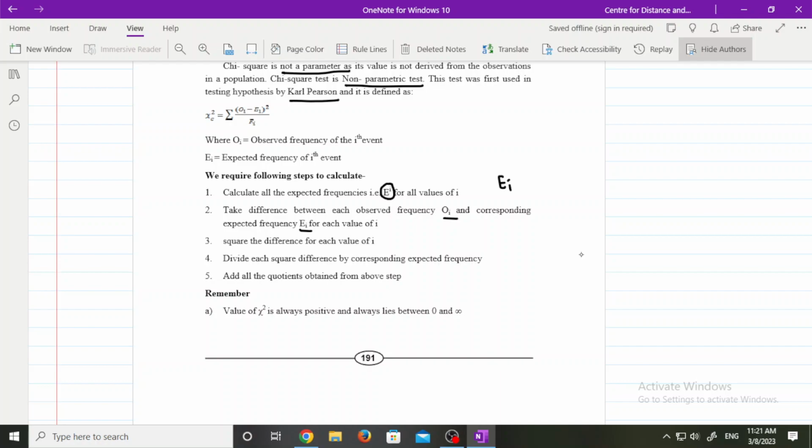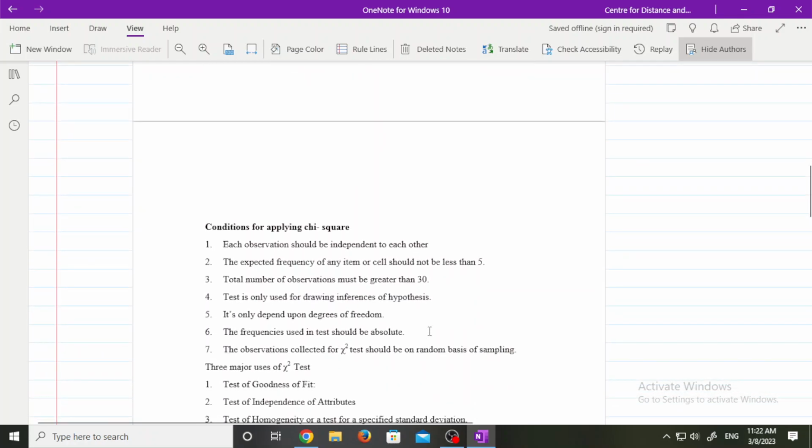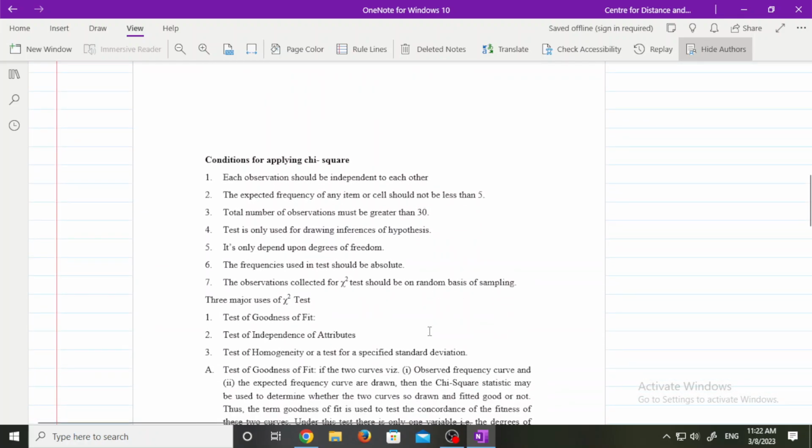Then we have to remember that the value of chi-square is always positive and lies between 0 and infinity. Then, conditions for applying chi-square. Each observation should be independent of each other. Then the expected frequency of any item or cell should not be less than 5. Third, the total number of observations must be greater than 30.